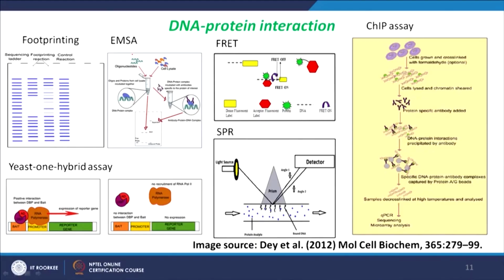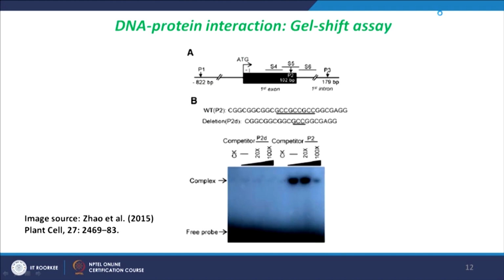There are some in vitro ways of doing this: footprinting, electrophoretic mobility shift assay, and then yeast one hybrid, where you can use a DNA and then identify the proteins which bind to that DNA element. These two, FRET and SPR, are more physical assays to study the interaction, and then the ChIP assay, chromatin immunoprecipitation, which is being very extensively used to study the protein-DNA interaction.